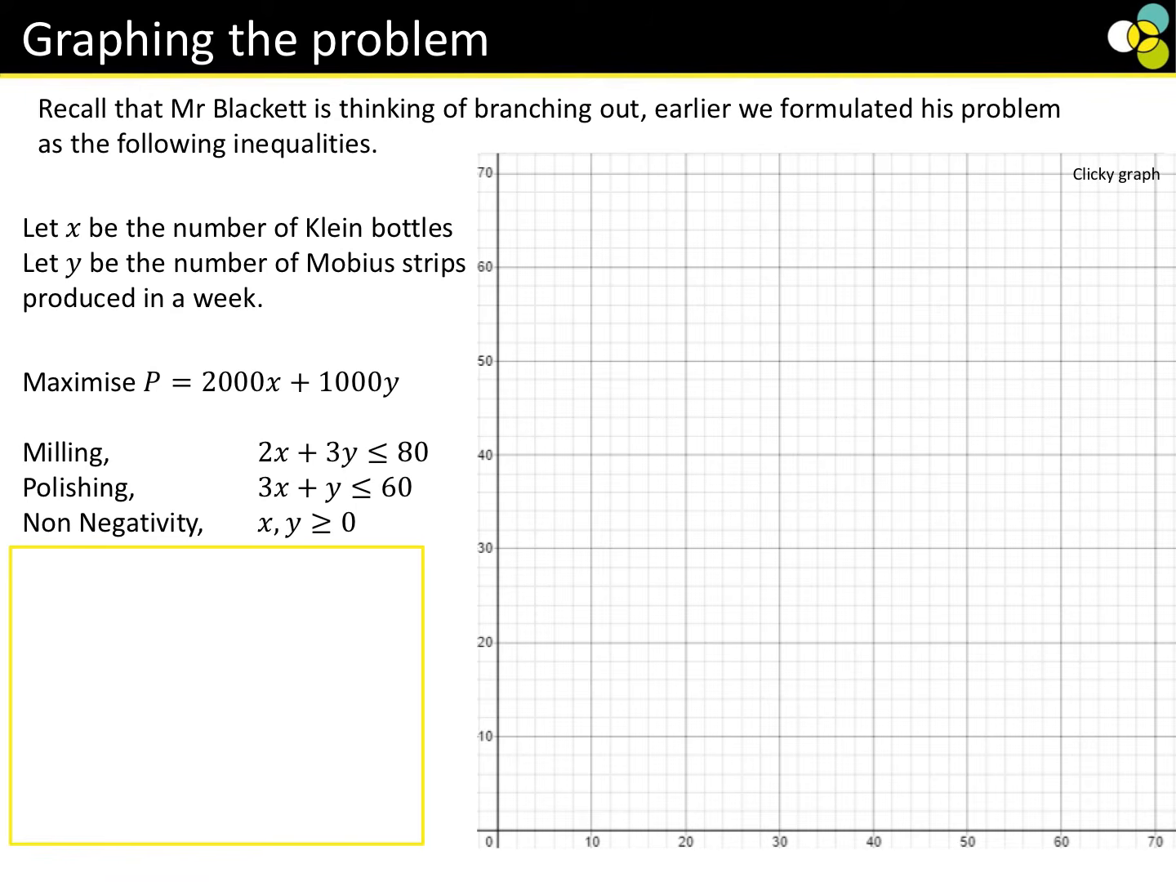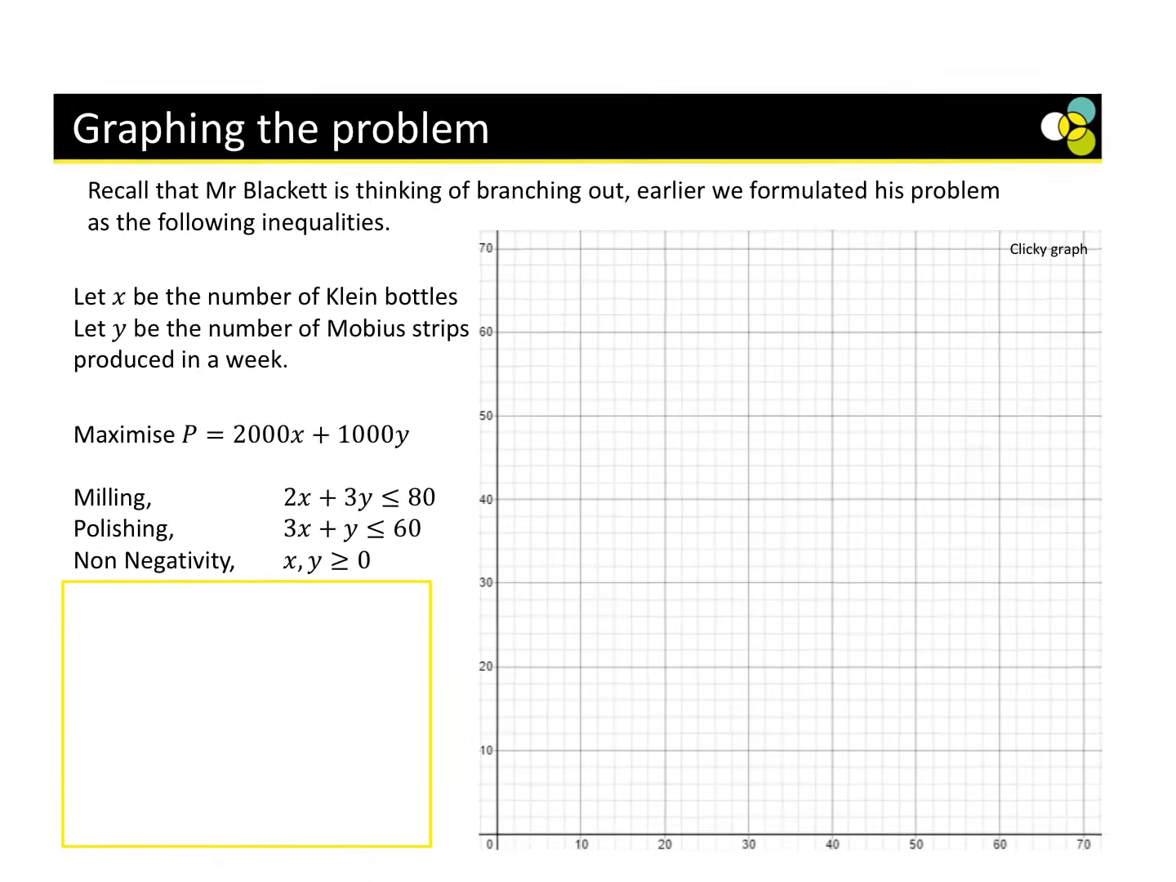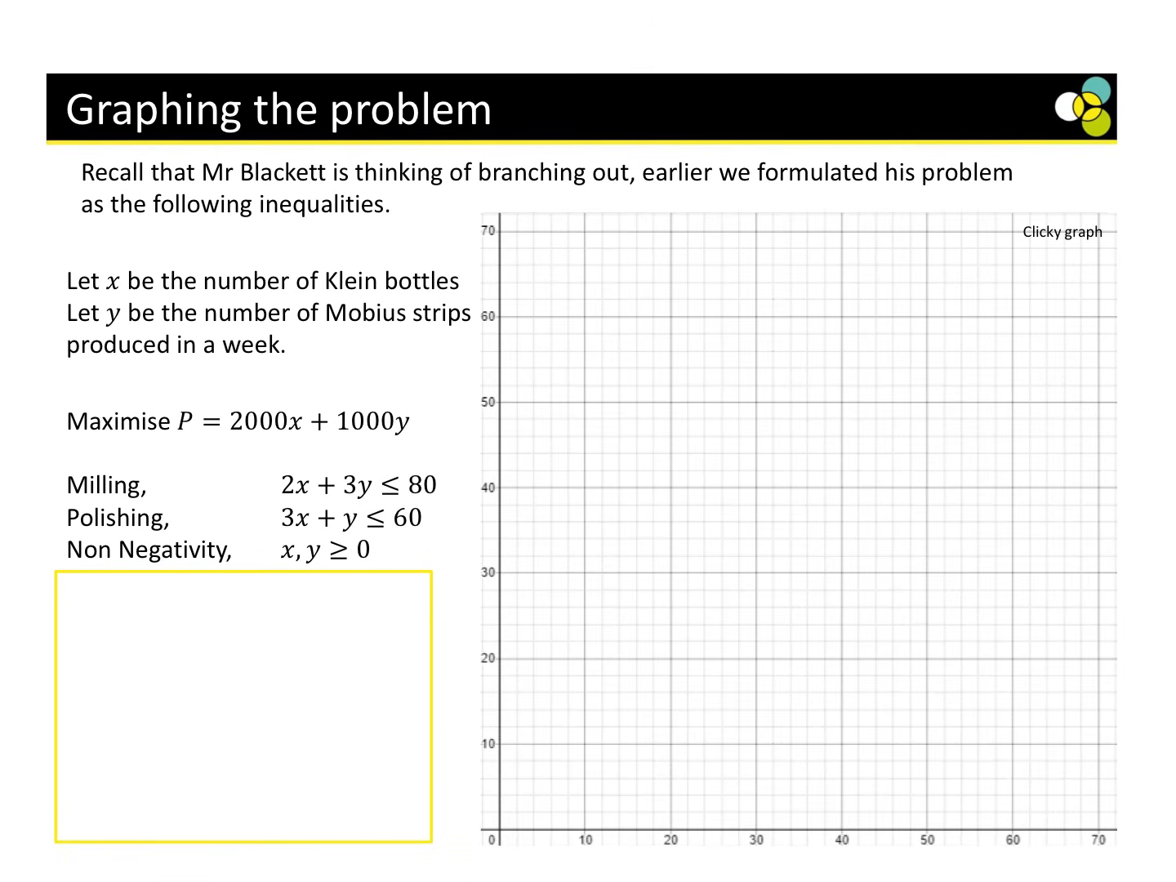Okay? Right then, so let's actually get started at graphing the problem. So last time we were looking at formulating the problem. Now we're going to look at graphing the problem. Then we're going to look at finding the optimal solution in the feasible region. And then we're going to bring it all together. But we're splitting it all up into parts.